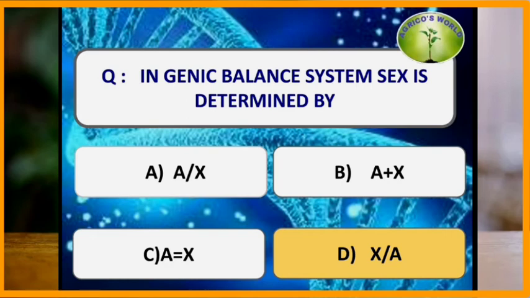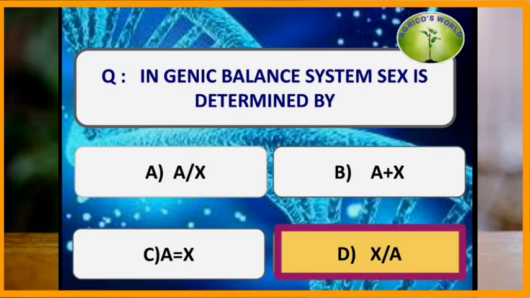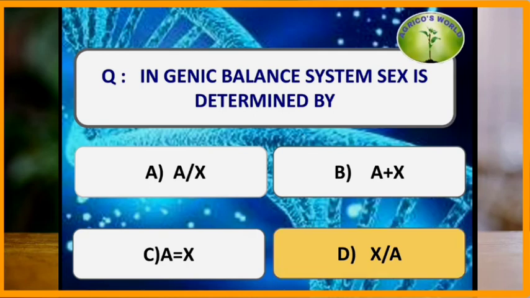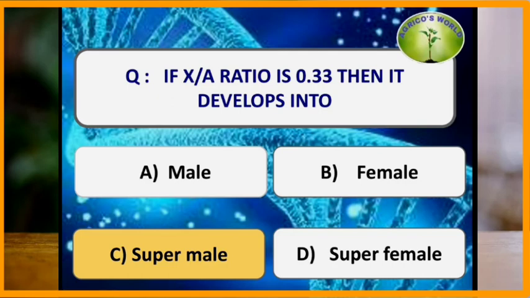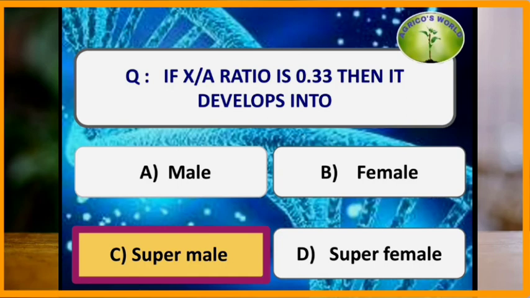In genic balance system, sex is determined by? The genic balance system is proposed by Bridges and the sex is determined by X/A ratio. If X/A ratio is 0.33, it develops into? If the ratio is 0.33, it develops into super male.